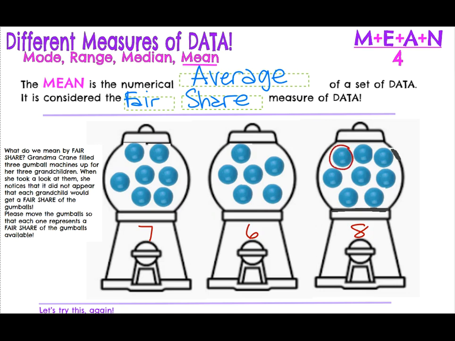If you said that she should take one of these gumballs and put it in this machine here, eliminating it from here, then that is correct. What would happen then is she would have 7 here, 7 here, and 7 here instead of these numbers. And that would be fair share. So that's what mean does, is it looks at what would be the fair share of the data.